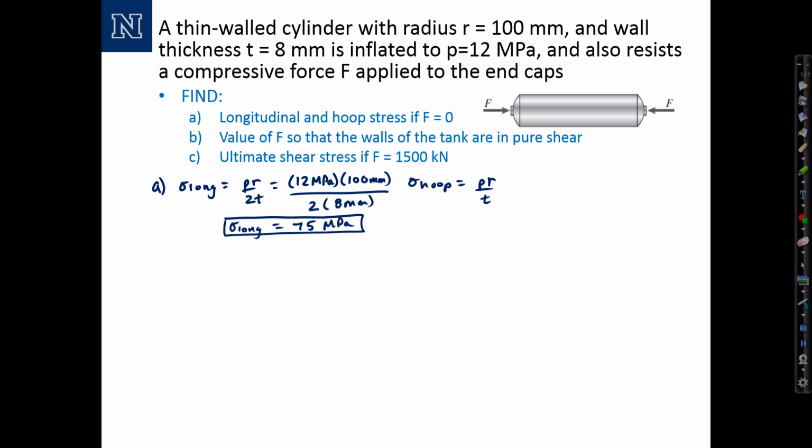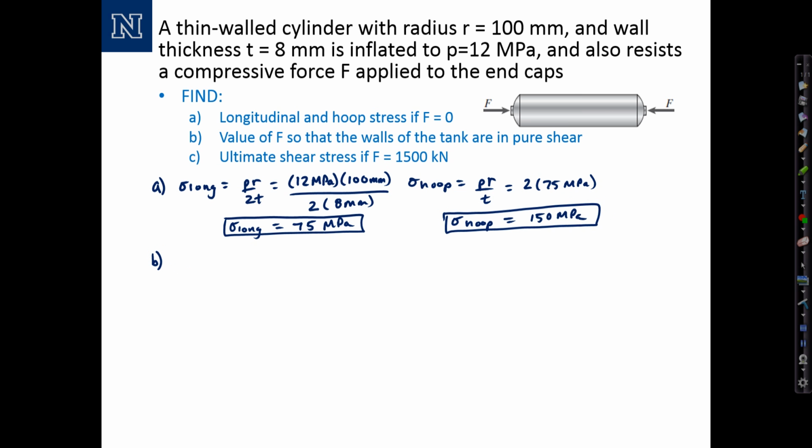Okay, the hoop stress, PR over T, perhaps we can recognize that it's just this value times 2, so 2 times 75 megapascals equals 150 megapascals, and that's the hoop stress. Okay? And we might hold on to those numbers as we need them in the remaining parts of the problem.